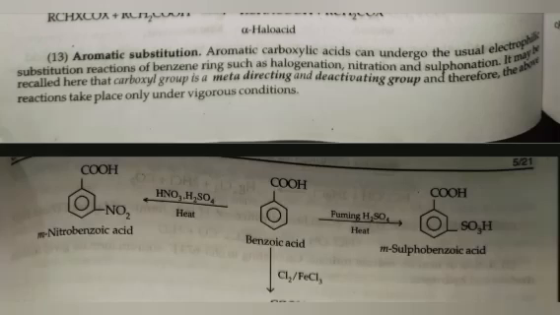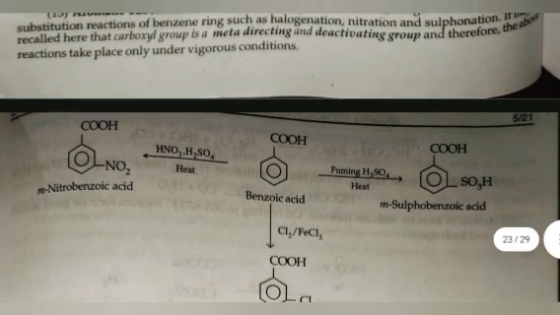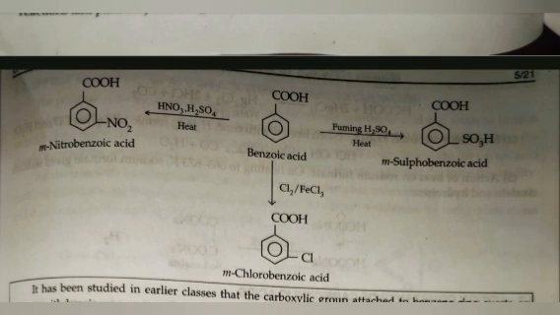Aromatic substitution. Aromatic carboxylic acids can undergo the usual electrophilic substitution reactions of benzene rings such as halogenation, nitration, and sulfonation. It may be recalled that the carboxylic group is a meta-directing and deactivating group, and therefore the above reactions take place only under vigorous conditions. For example, benzoic acid with fuming H2SO4 and heat gives meta-sulfobenzoic acid. With HNO3, H2SO4 and heat it gives meta-nitrobenzoic acid, and with Cl2, FeCl3 it gives meta-chlorobenzoic acid.